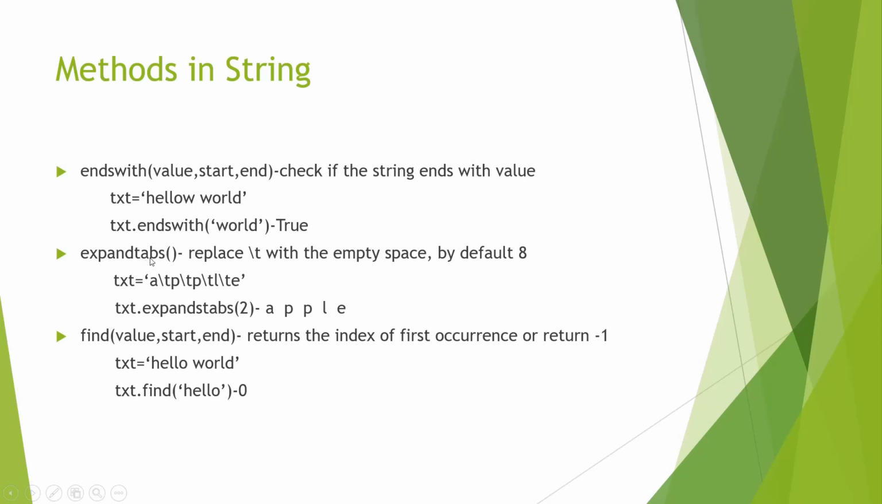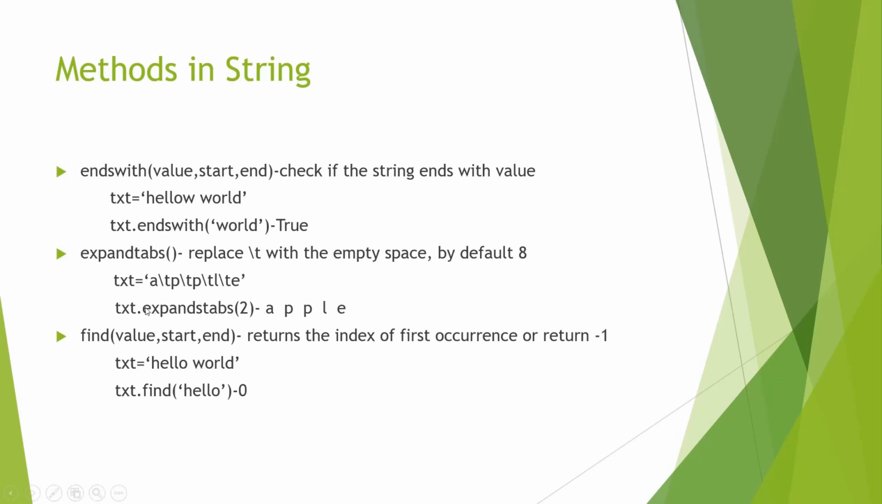Expandtabs. What it does: when we have a special character like \t, which in Python means 8 empty spaces, that's why we call it a special character. Any character that is followed by a backslash becomes a special character. So when within a string we see \t and we use the expandtabs method, it will replace all the \t with 8 empty spaces by default. And if we specify a number like 2 here, it will replace \t with 2 empty spaces. So we can specify by how many empty spaces we want to replace \t.